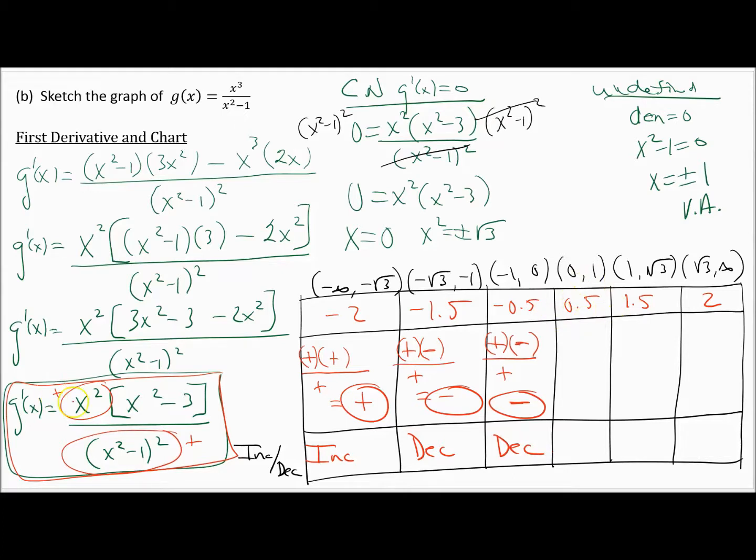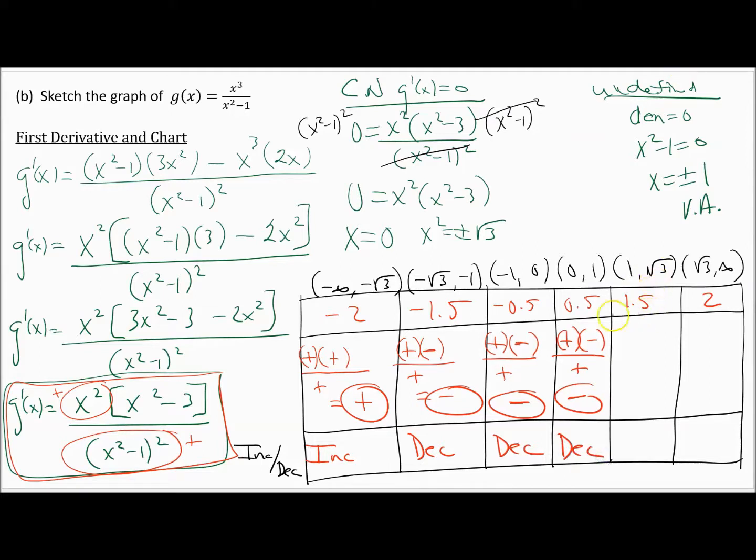Plug in 0.5, square it, it's positive. 0.5 squared minus 3 is negative. Right here, always positive. I don't care what I plug in, unless I plug in plus or minus 1, which I'm not allowed to do. Positive. So that's going to give me a negative overall, which is decreasing.